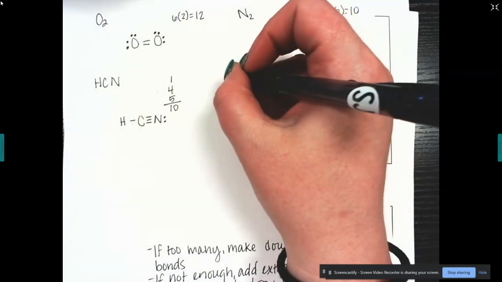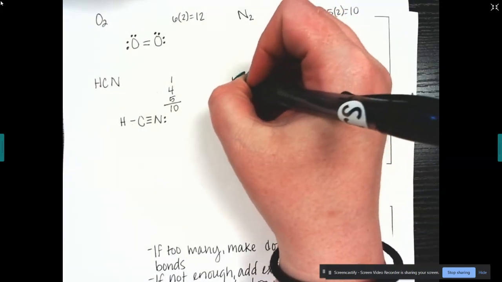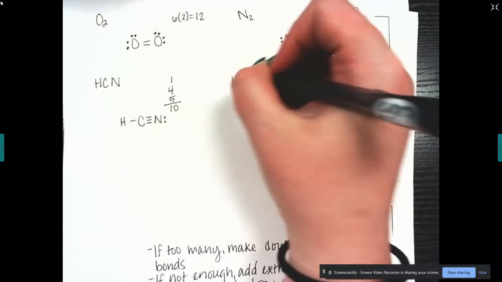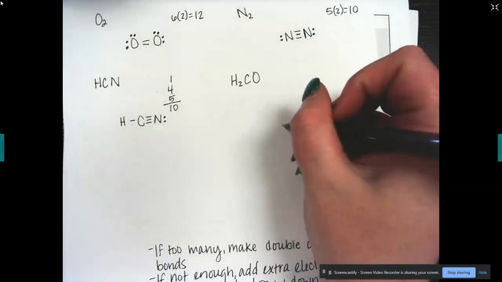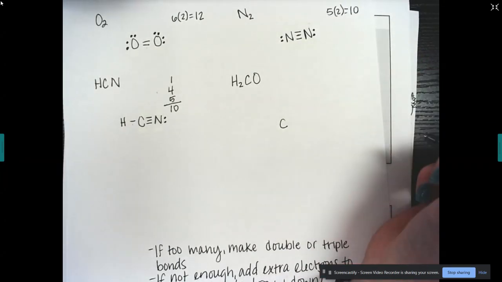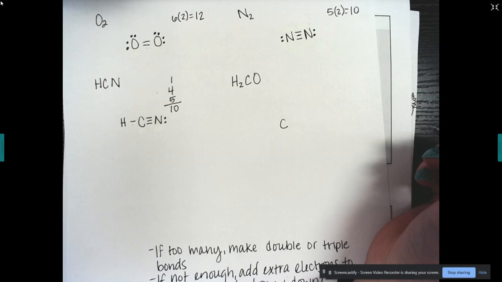All right, let's do this one. Let's do H2CO. All right, what do we think is going to go in the middle? Carbon. It's always your good bet there. So carbon in the middle. If carbon's in the molecule, it's going to be in the middle.